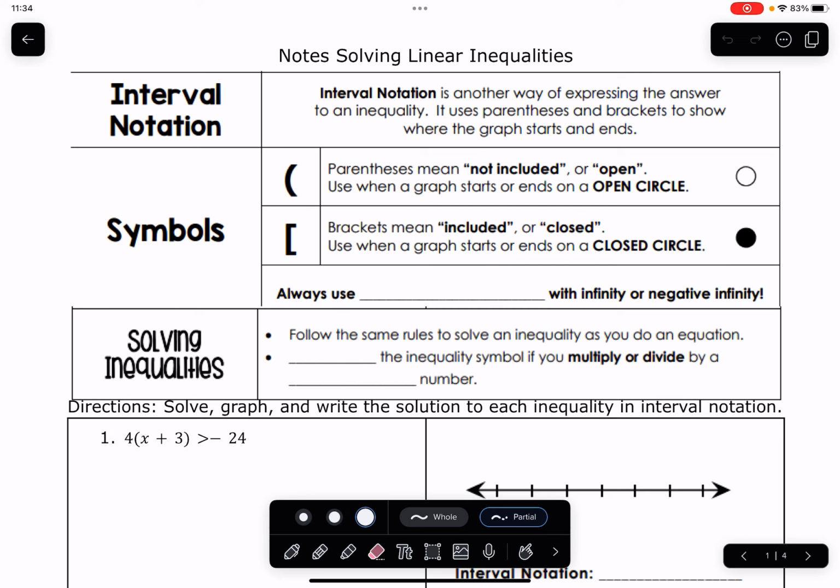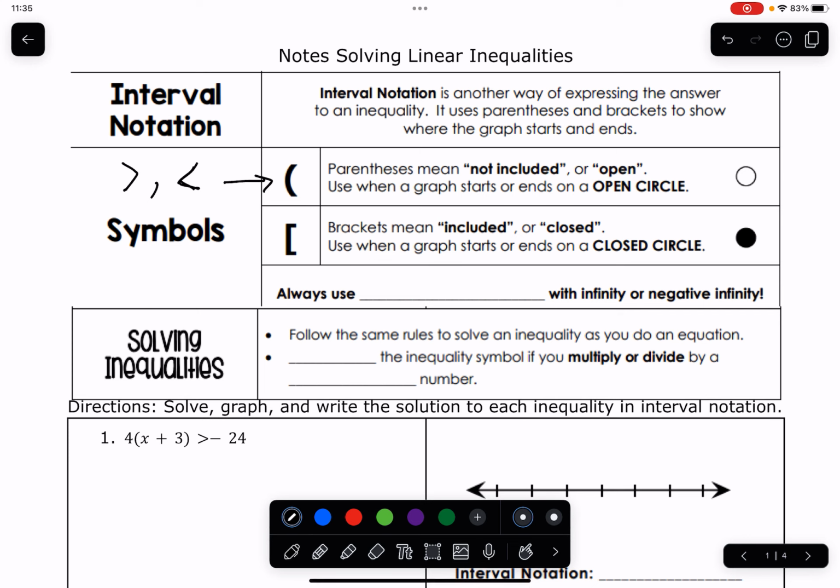Now we use one of two things, parentheses or brackets, depending on where the graph is going to be an open or closed situation. Now, we use parentheses when we do not include the endpoints, and that occurs with inequalities that are strictly greater than or less than a value. That's when we use these parentheses here.